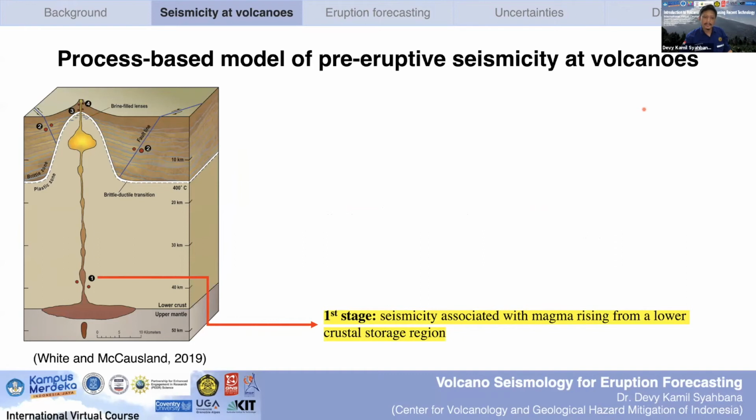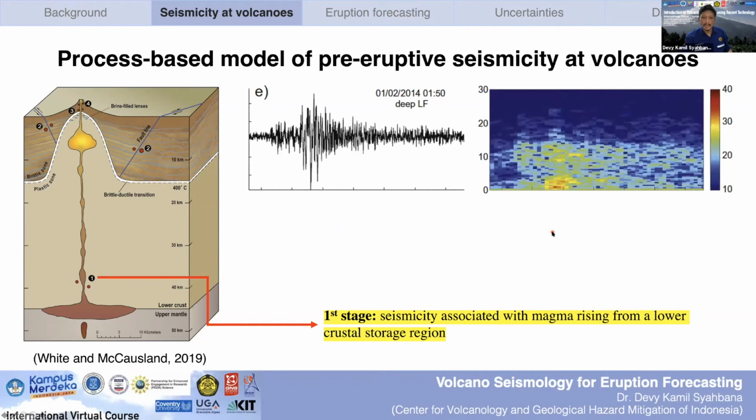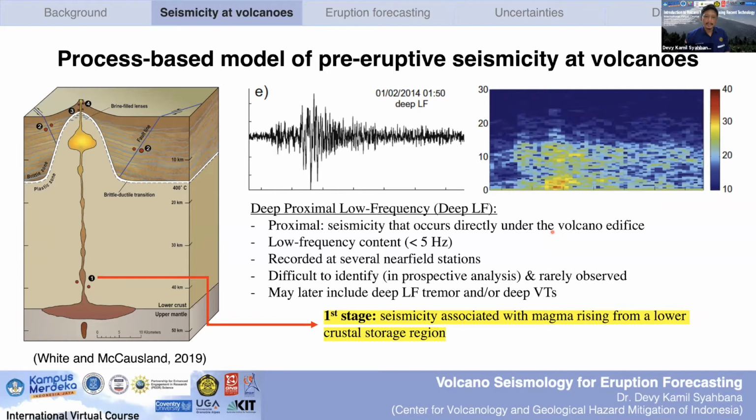Okay, so this is the first stage. Seismicity associated with magma rising from a lower crustal storage region. It is more than 15 kilometers beneath the volcano. So what type of earthquake? This is like the deep low frequency. It is called the deep low frequency events. So these events are proximal. Proximal means that it is beneath the volcano.